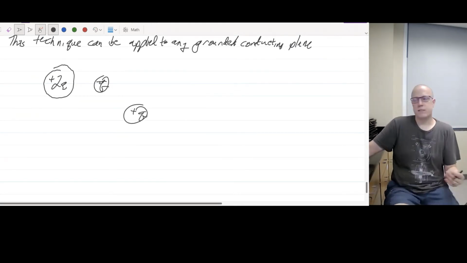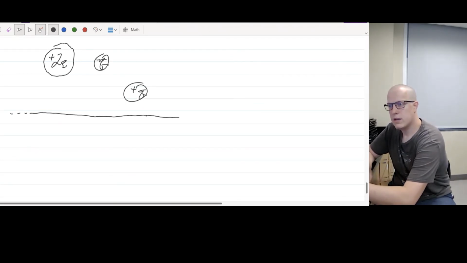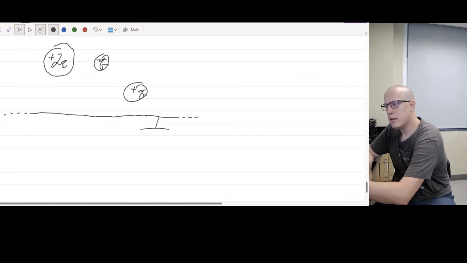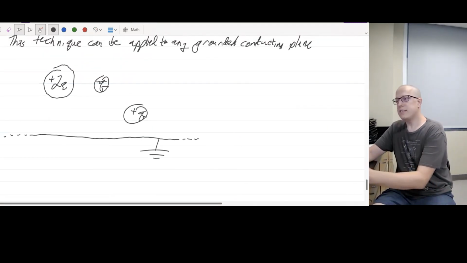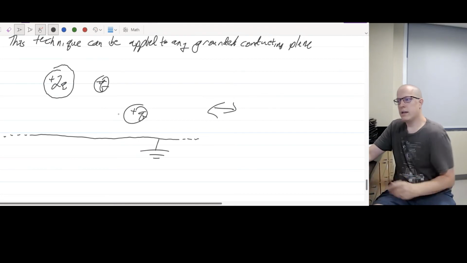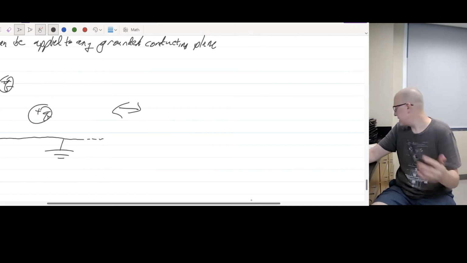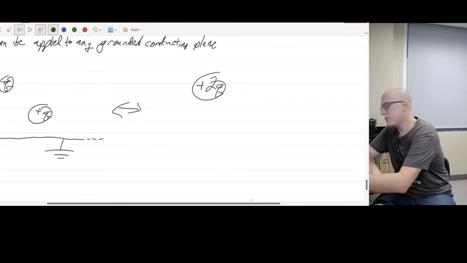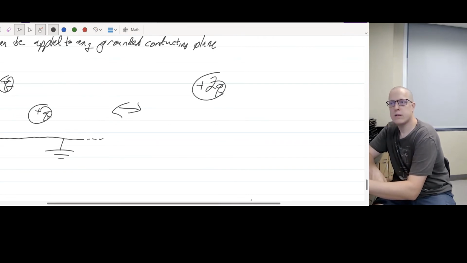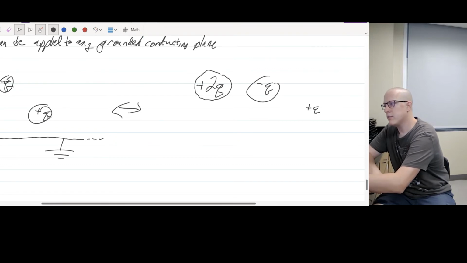And I have all these charges, and all of those charges are hanging out near an infinitely grounded conductor, right? Well, then instead, rather than dealing with this infinite grounded conductor, I can just replace this with a completely different problem where I have still the same +2Q. I still have the -Q over here, and maybe I have the +Q over here.